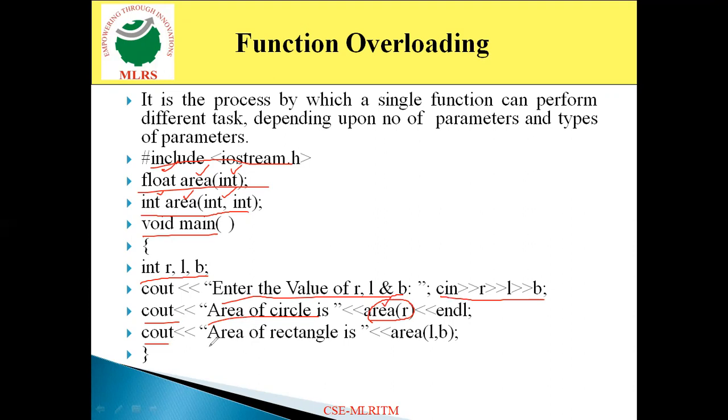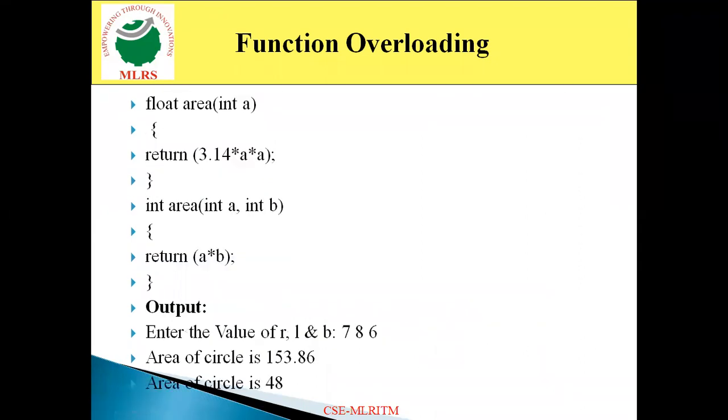Similarly, in the next one, cout area of rectangle is area of L comma B. Again, I am executing the area function. The name of the function is the same, but the difference is in the number of parameters. So based on the type and number of parameters, it executes only one. Now come to the first one: I specify only one parameter, float area of int a. When only one parameter is specified, this function executes, returning 3.14 into a. This function will execute for the first statement.